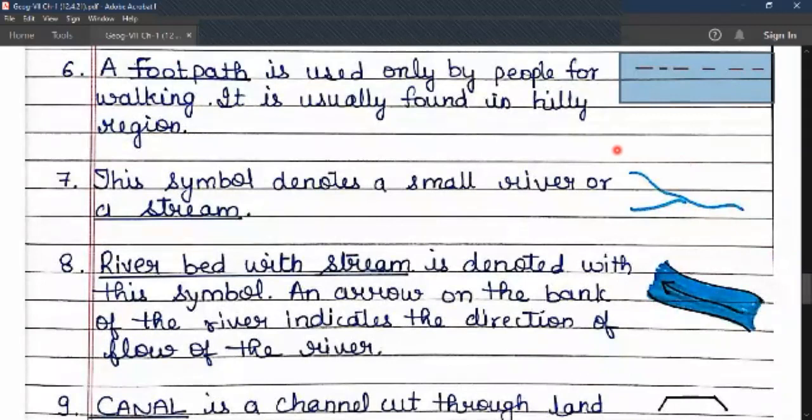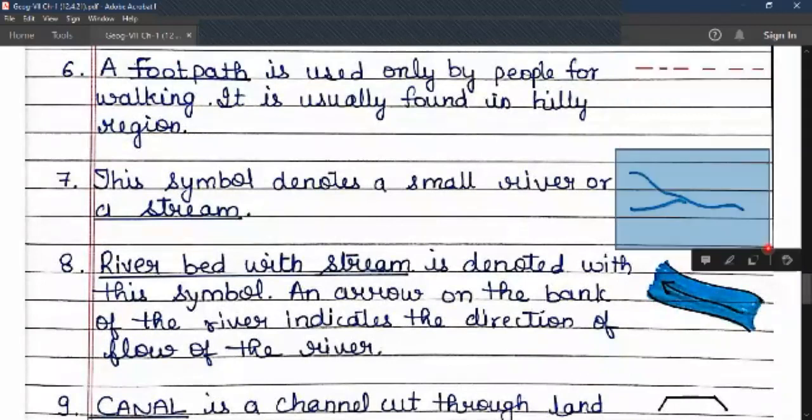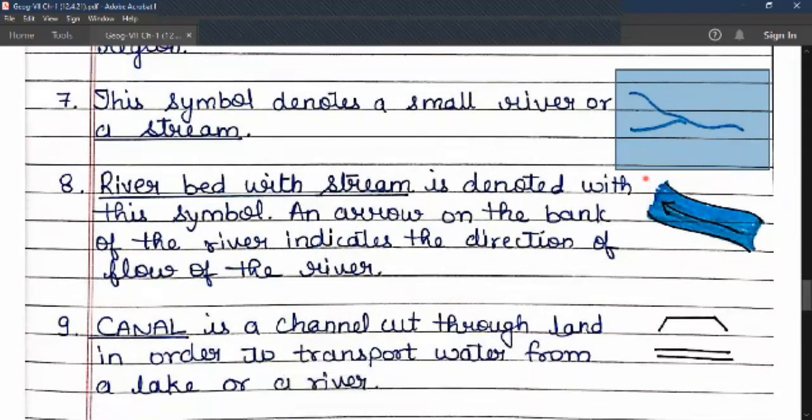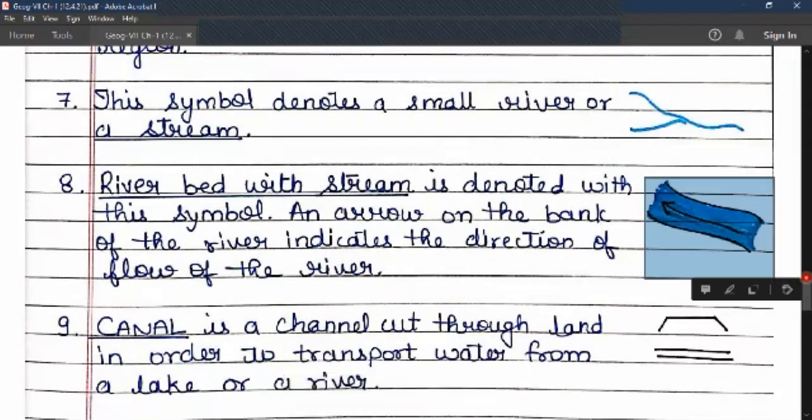Now this symbol denotes a small river or a stream, basically in blue color. Next, the river bed with stream is denoted with this symbol. An arrow on the bank of the river indicates the direction of flow of the river. As it is shown with blue, it means it has perennial water. It is a perennial water body.